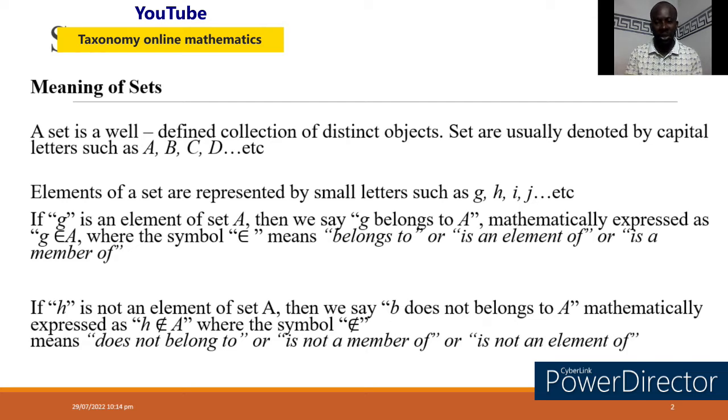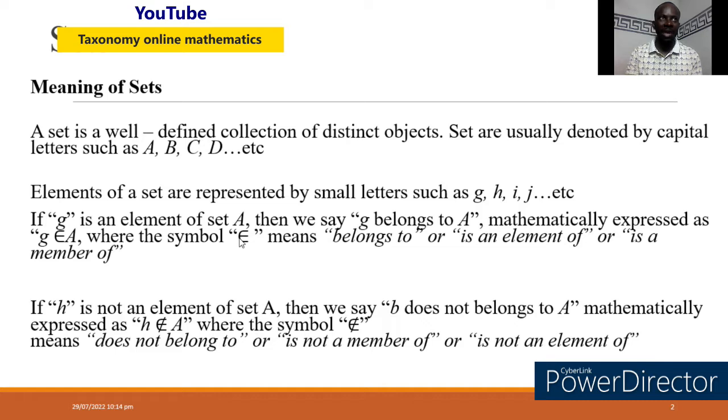So in representation of set, we use capital letters. So A, B, C, D as capital. Then the elements of a set are represented using the small letter, the lowercase. Then, if you want to talk about an element belonging to a given set, the symbol, as you are seeing, is used in order to show that the element belongs to a set. So this simply means belongs to, is an element of, or is a member of.